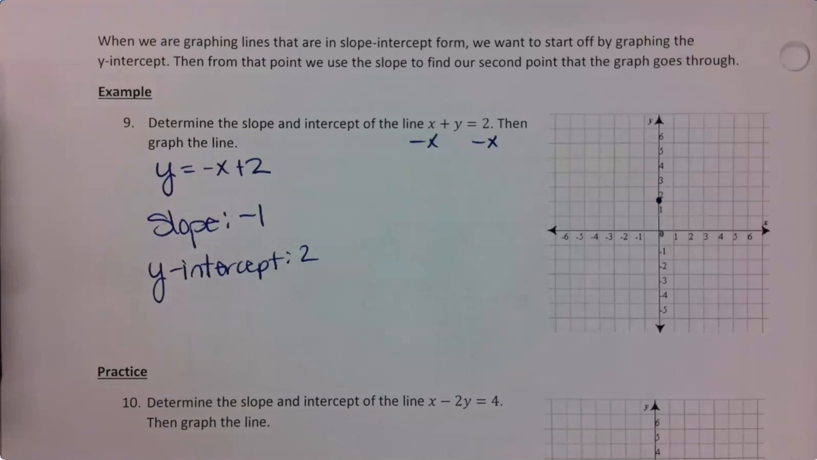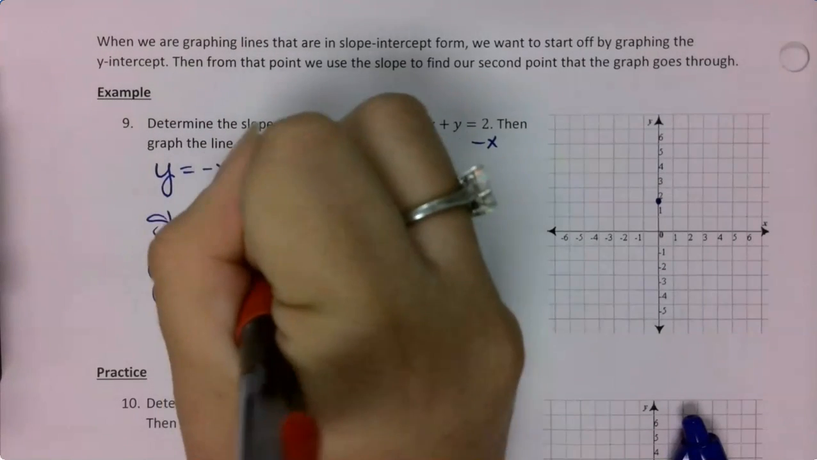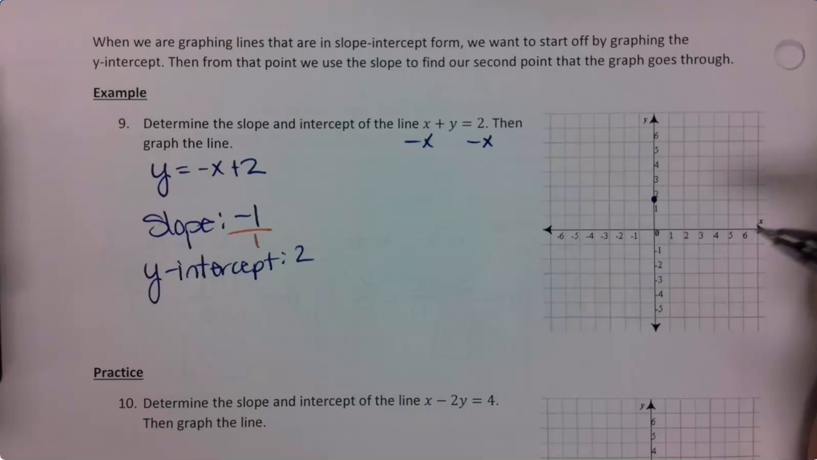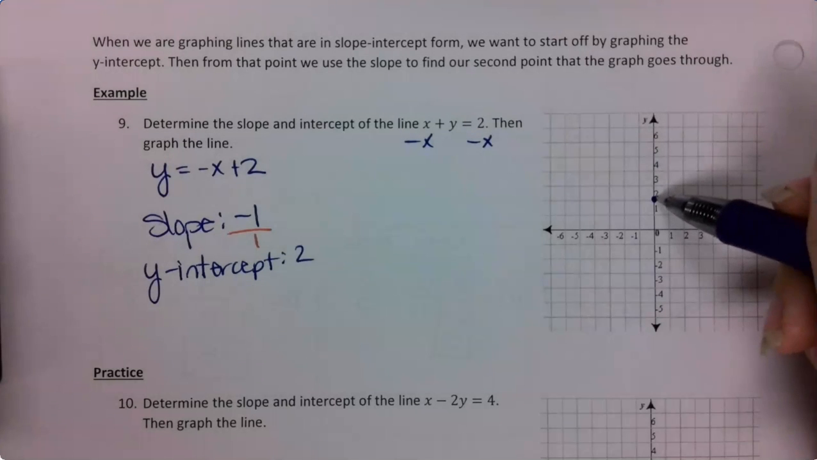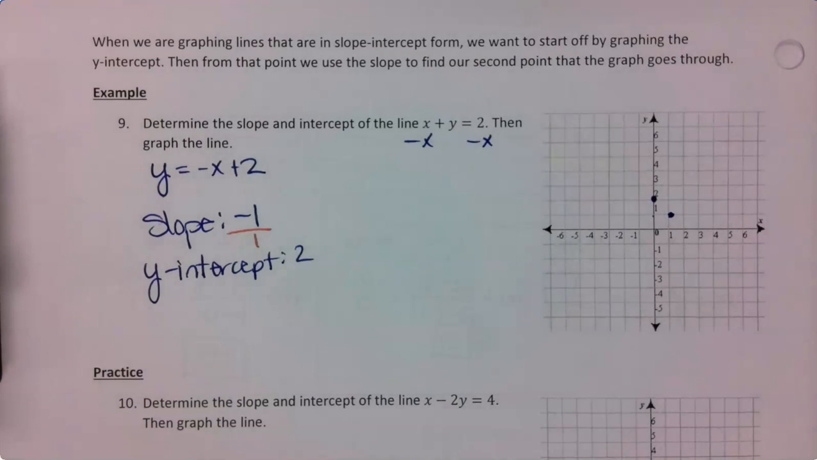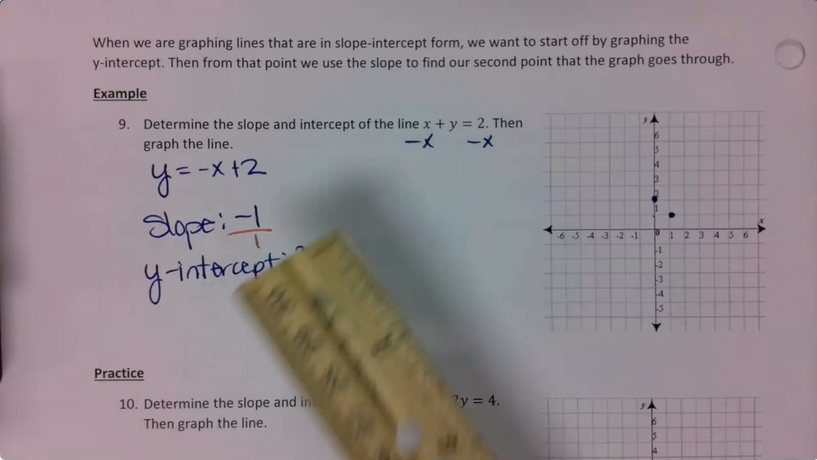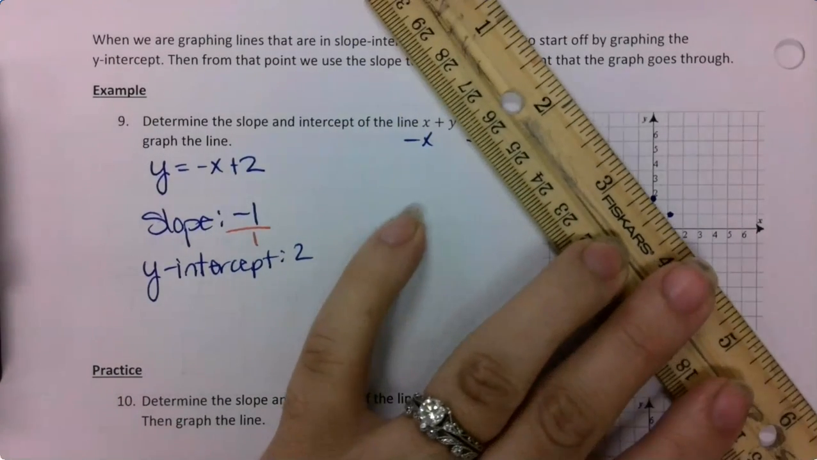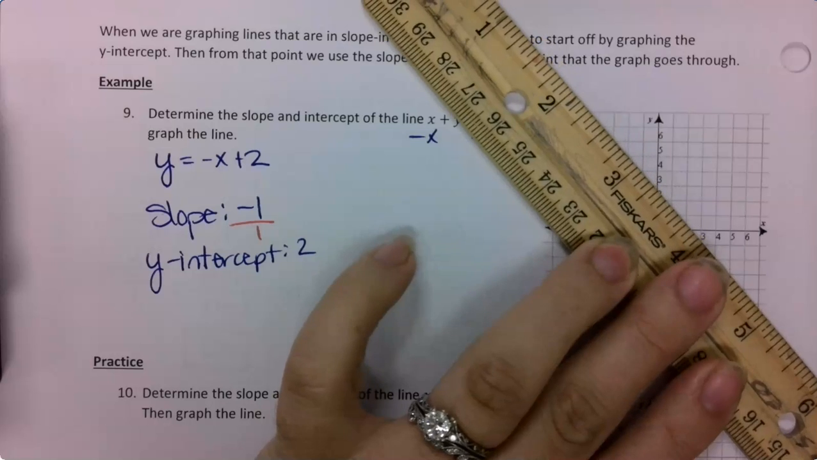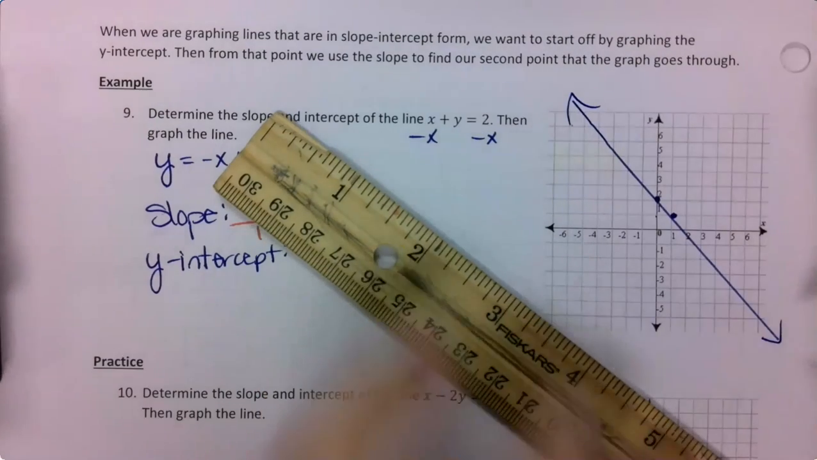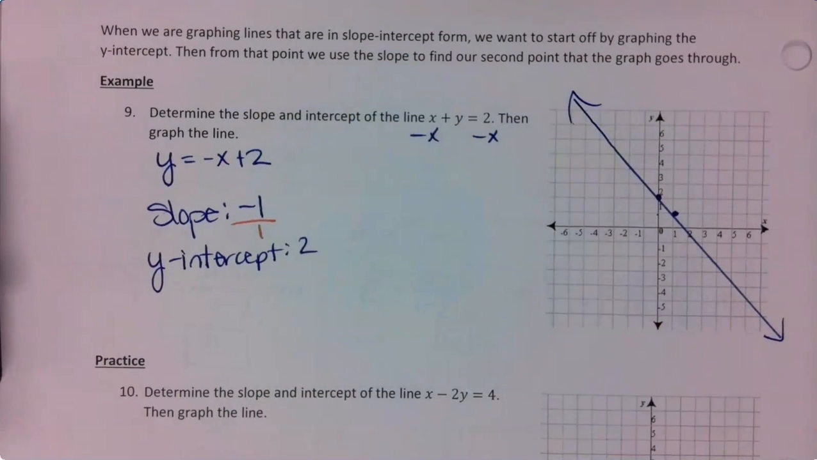Then I always do my slope. Remember, it's rise over 1. So really, this is over a secret 1. So I always start at my y-intercept to find my second point. So starting here, I'm going to go down 1, right 1. You always go right. The negative just tells you whether you're going up or down. Then once I have my 2 points, I just want to connect them. Questions on graphing the line?